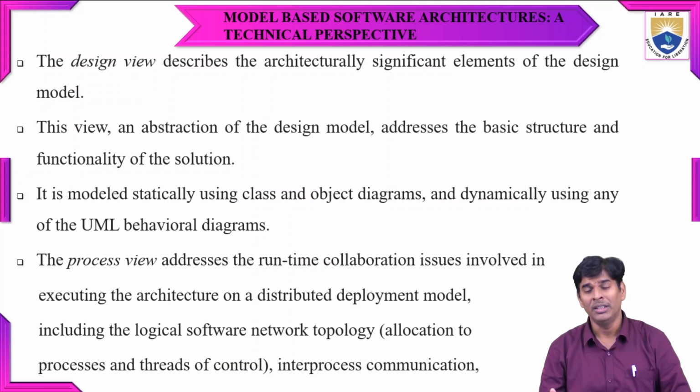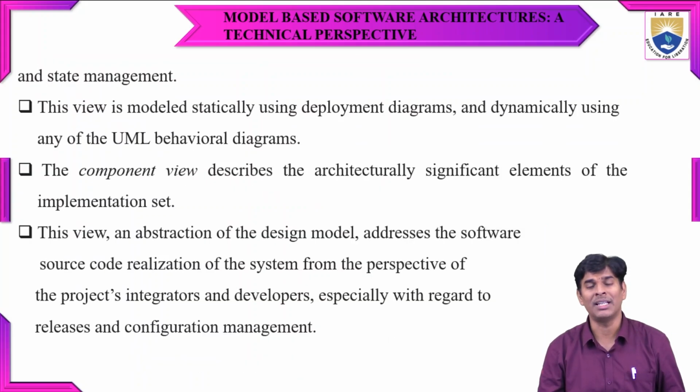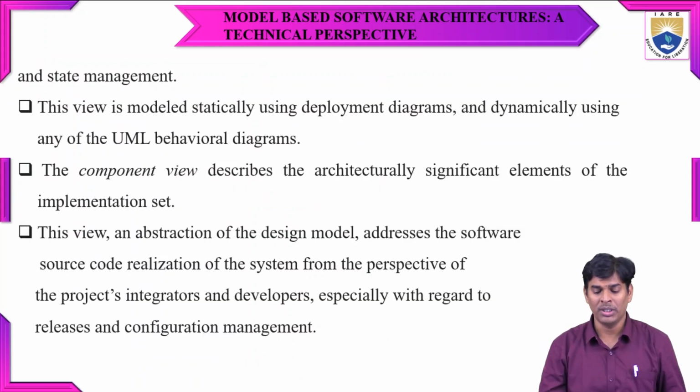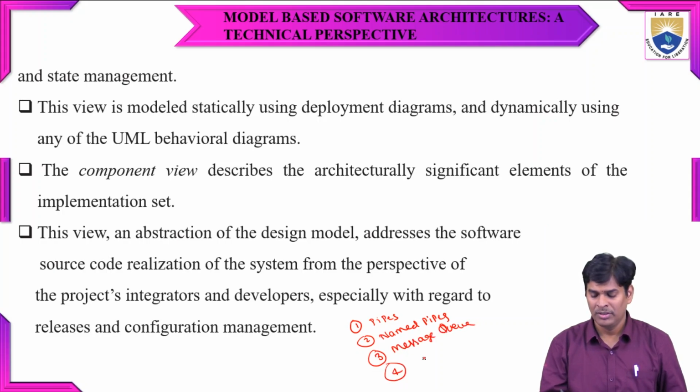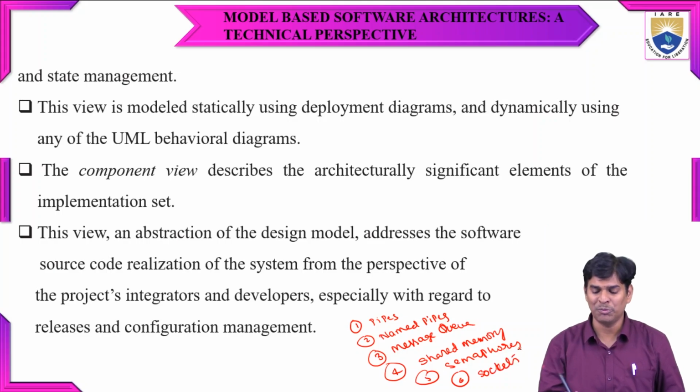So this process and the threads have to be controlled, and they need to use the various IPCs, that is inter-process communications. So we know that inter-process communications such as pipes, named pipes, message queue, shared memory, semaphores, and sockets. So these are the main inter-process communication.